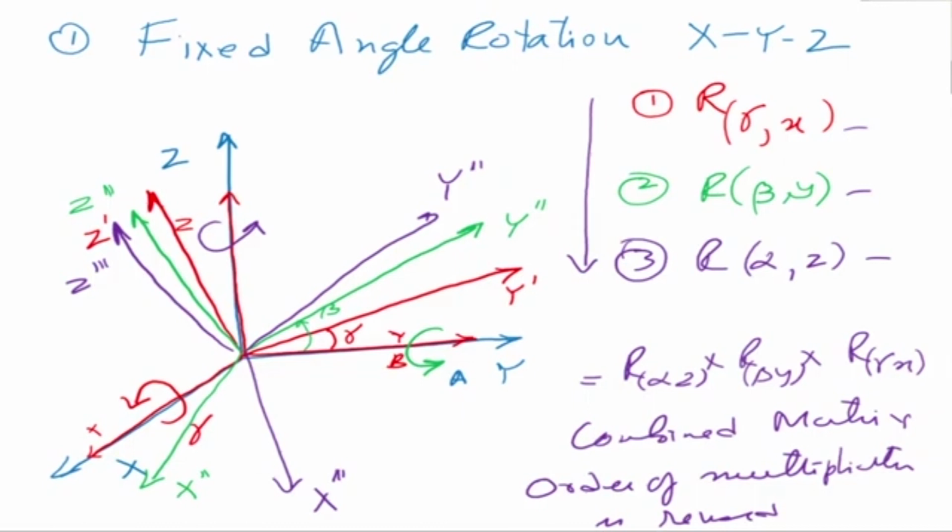We are doing that because matrices do not commute. We know A cross B is not equal to B cross A. And when we are rotating about the fixed angle rotation, the rotation matrices pre-multiply. So let's look at a very simple example. A is a matrix B.